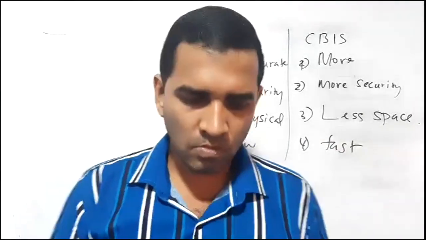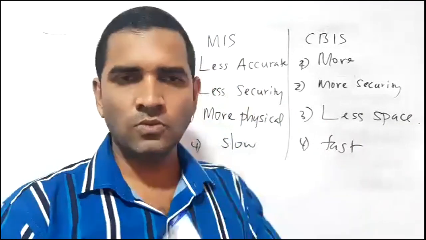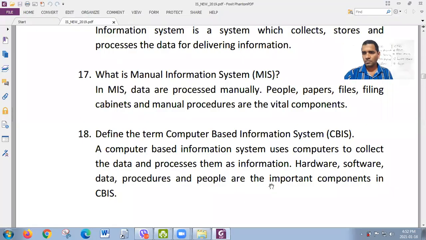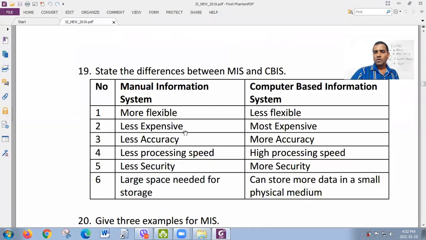Okay, so there can be more differences, but I have taken some of the most important differences. Okay, let's see these things. I have listed them. Manual information system, more flexibility. Computer-based information system, less flexibility. I will tell you what flexibility is a little later. Less expensive, more expensive. That may be okay because in manual information system, you don't have any computer related things, any electronic devices. You have all papers and files and other things. So less expensive. But here in computer-based information system, more expensive.